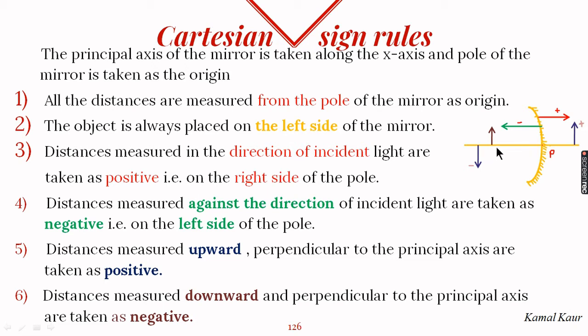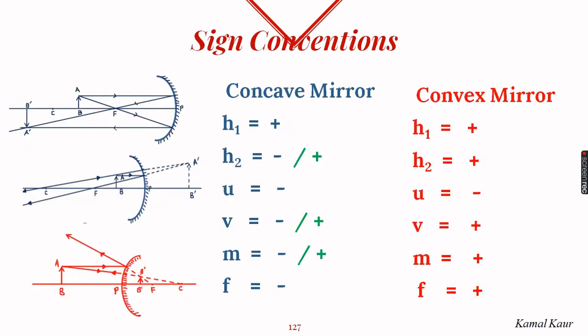Another important thing, if we are measuring distance at right angles, perpendicular to the principal axis, above or below: above the principal axis it will be positive, and below the principal axis it will always be negative. So these 3-4 points we need to remember for solving our problems.